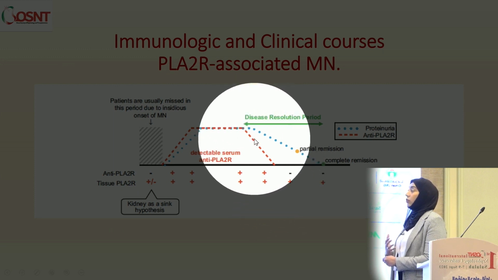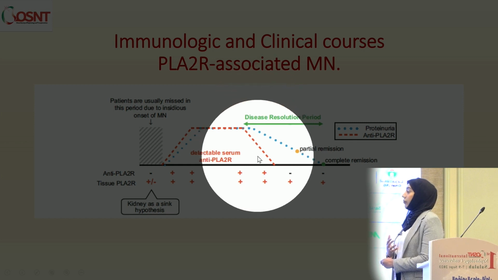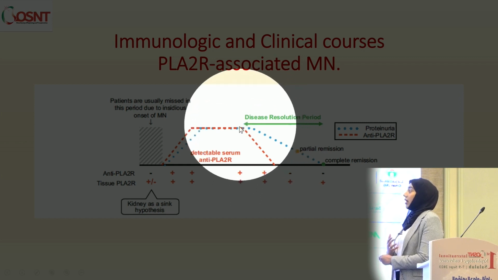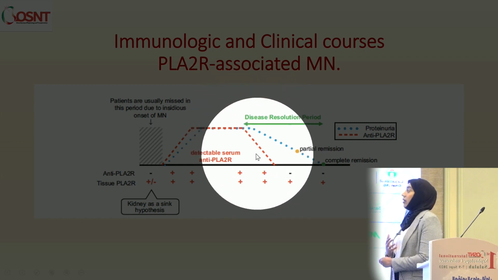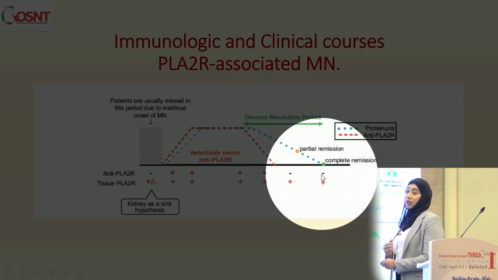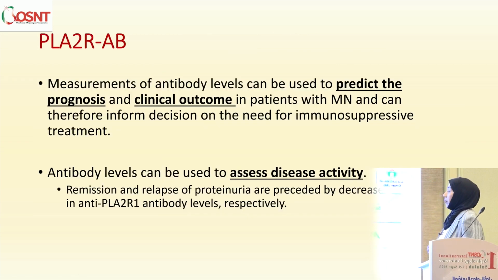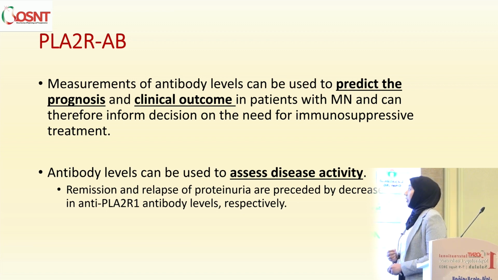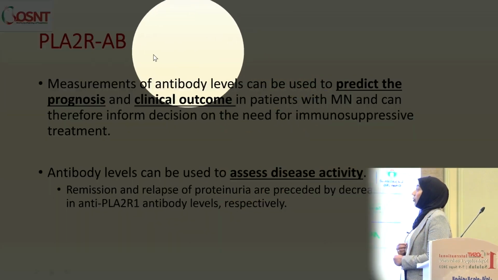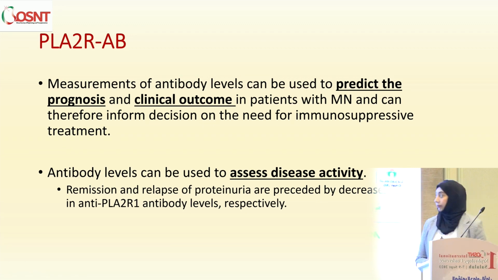And here, when you have resolution of the disease, either by medications or spontaneously, you will have a reduction of anti-PLA2 antibody, and you can see that the immunological response happens earlier than the clinical response that we see in the proteinuria. So the advantage of the discovery of the PLA2 antibody is that it can predict prognosis and clinical outcome, and assess disease activity, relapse or remission.